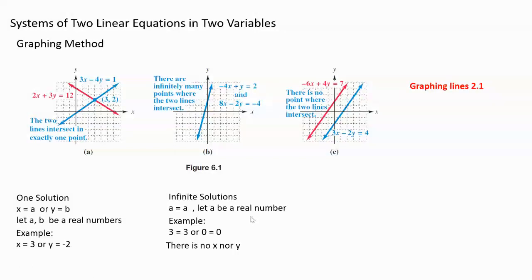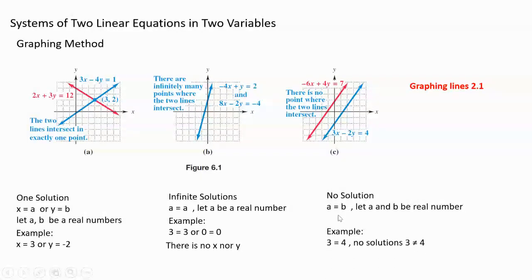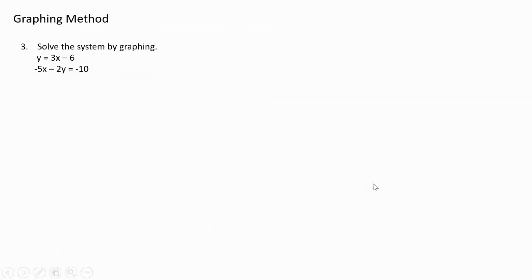And here on C, there's no solution. Why? Because the lines never intersect. So for example, you're going to get something like 3 equals 4, which will be no solution, because 3 does not equal 4. And the same thing as on B, you don't have any x's or y's. They both canceled. But you're going to have two numbers on opposite sides of the equal sign that are not the same, and that means no solution.